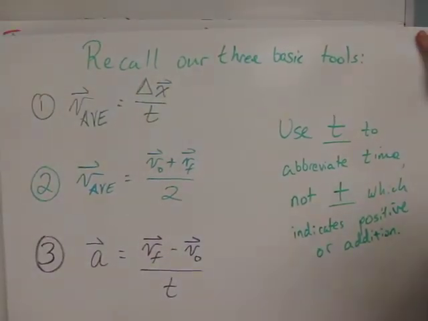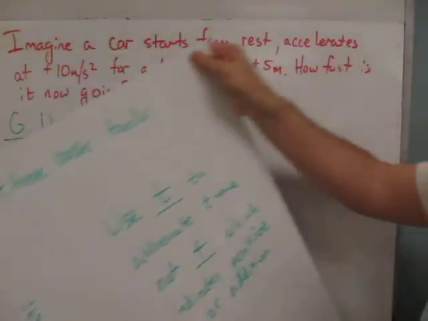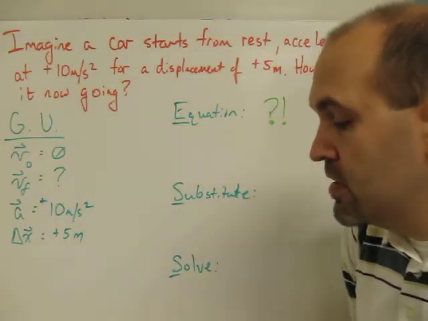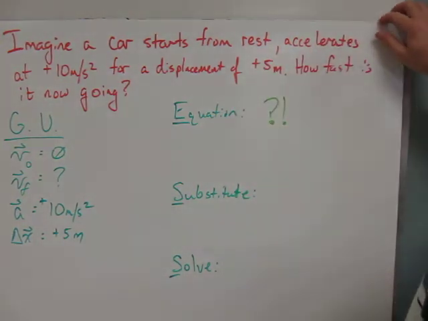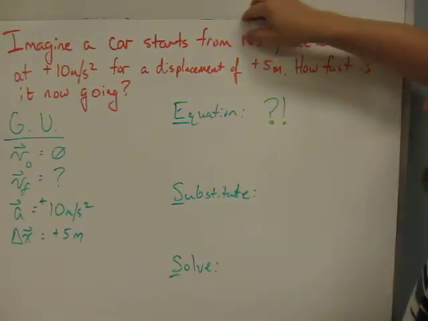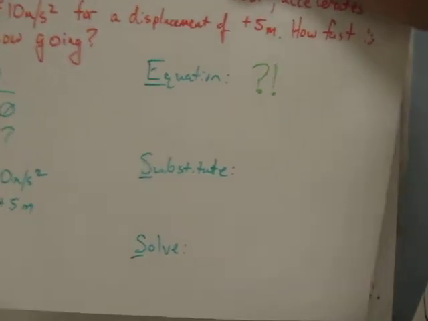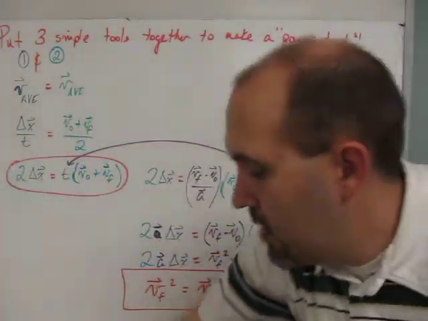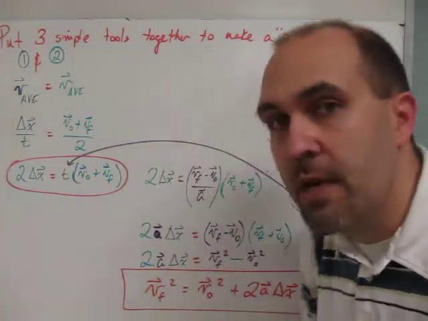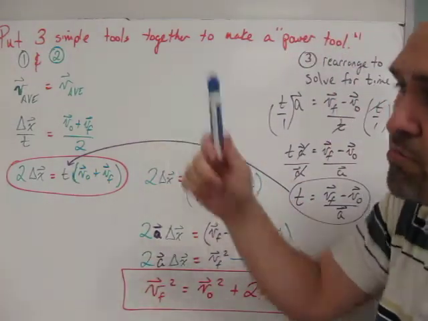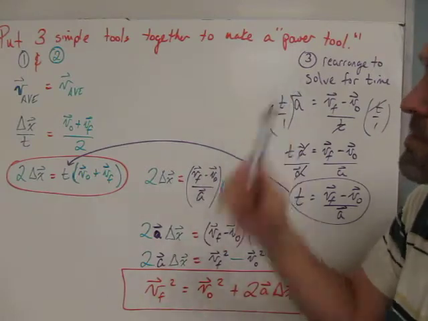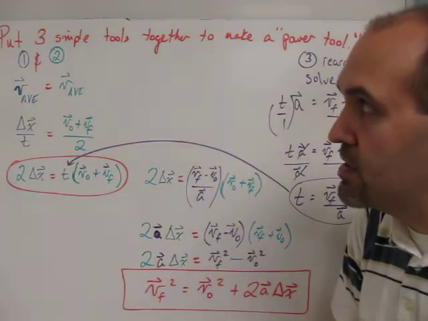We don't have an equation with those 4 things in it, but we can derive one. So that's what I want us to do on this next board. And it looks a little complicated, but I want to encourage you to pause the video if you need to, and make sure that you're following the steps as I go along. So we're going to put those 3 simple equations together to make a power tool, or a more advanced equation.